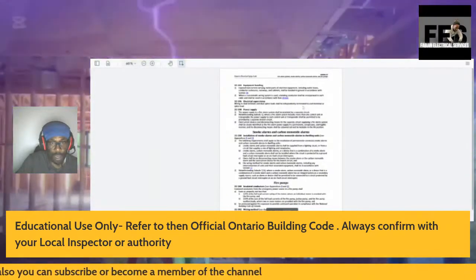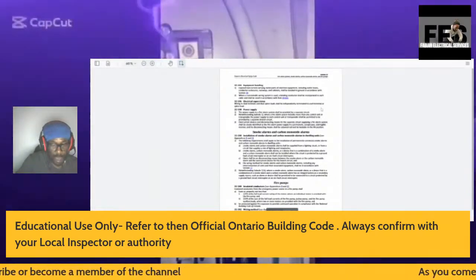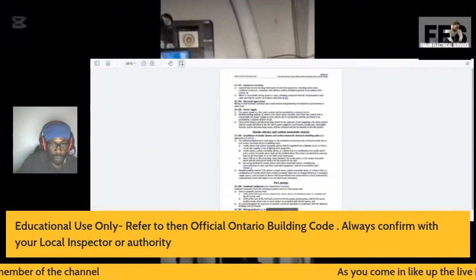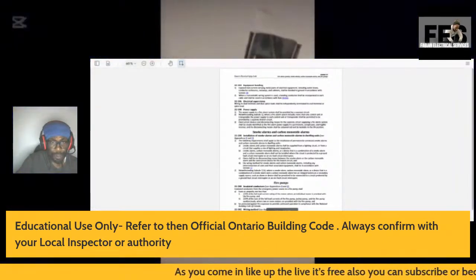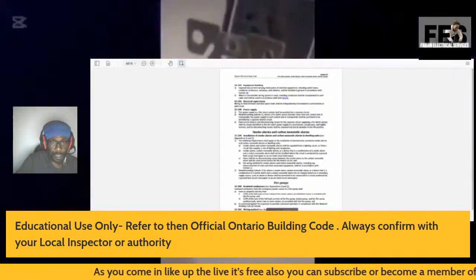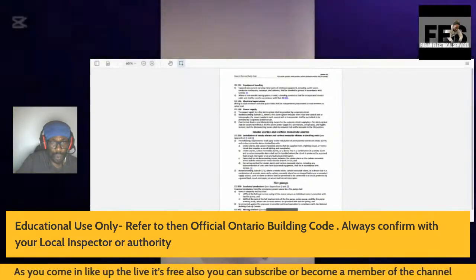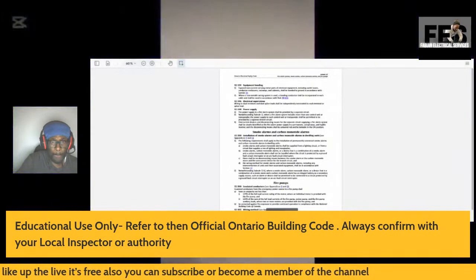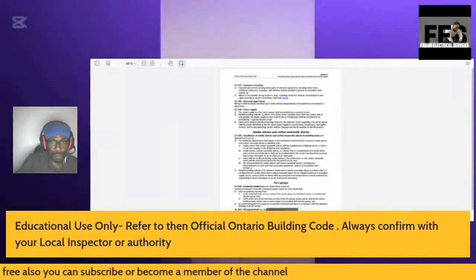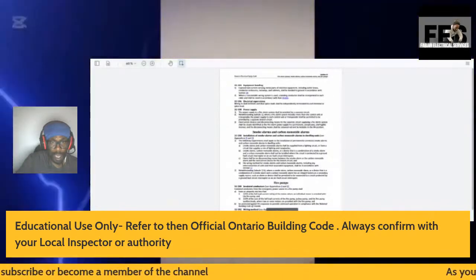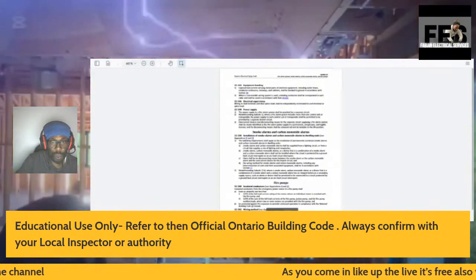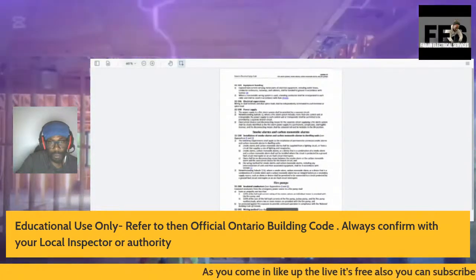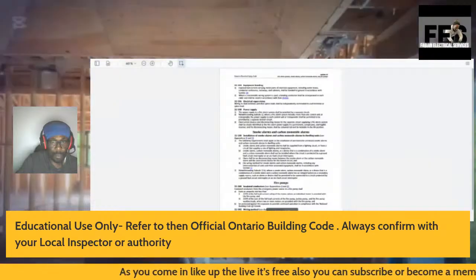So again, this is the fire alarm that it's referring to when it comes to the actual terminals. And then it goes on, 32-108 power supply. The power supply to a fire alarm system shall be provided by a separate circuit.